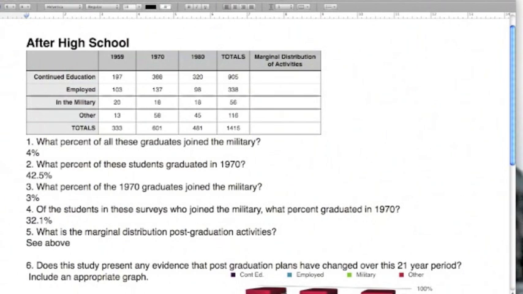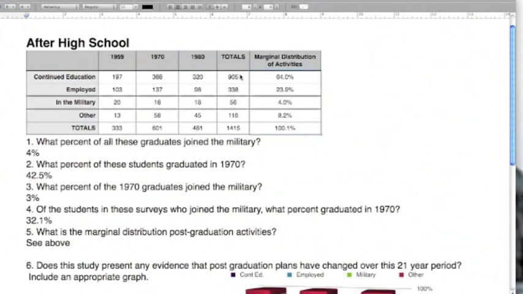32.1%. Number 5, it says, what's the marginal distribution of post-graduation activities? I've kind of isolated the activity portion. It says marginal distribution. In other words, overall, not a specific year. We want to know overall, what are the marginal percentages for this particular column? 905 out of 1415, 338 out of 1415, and so forth. If we look at this particular column, let me add these back in.